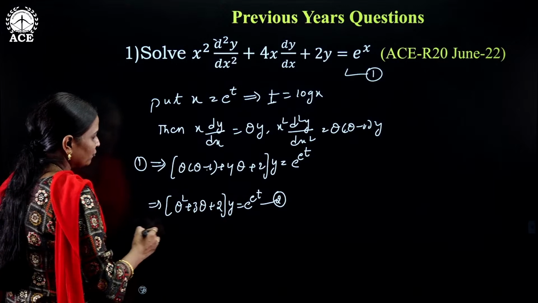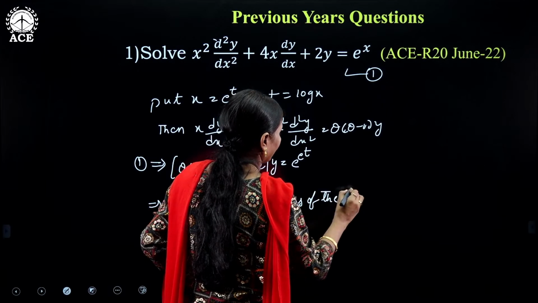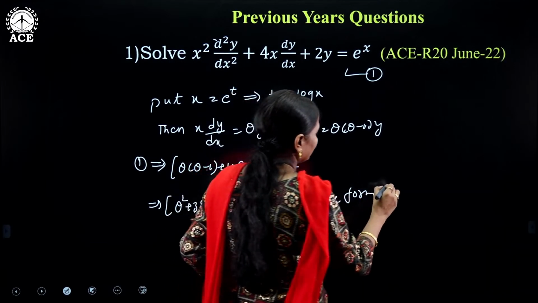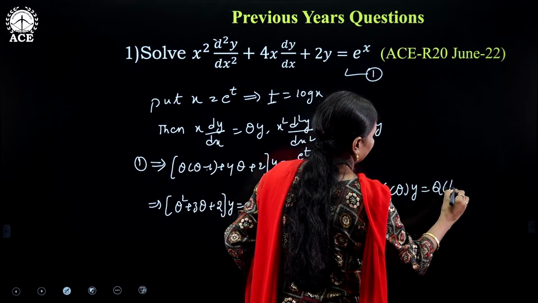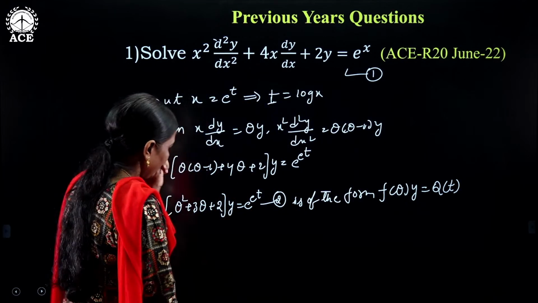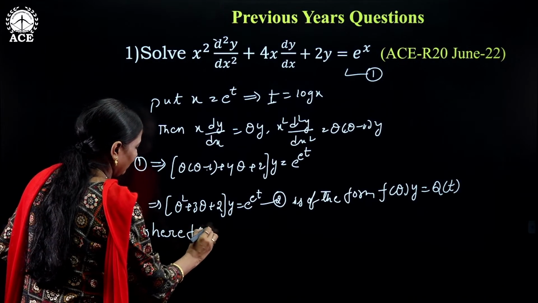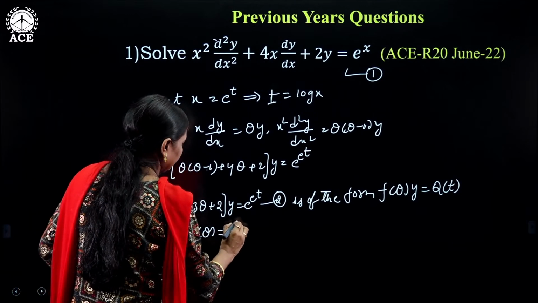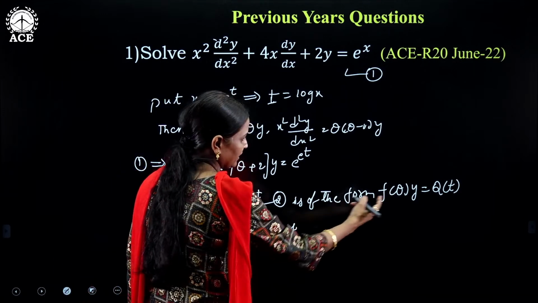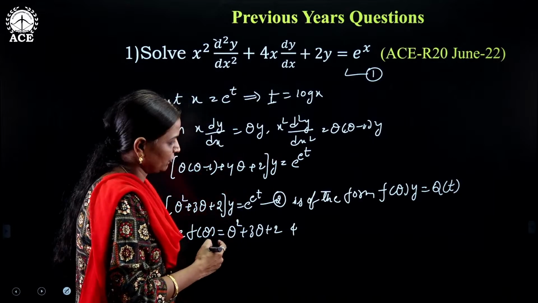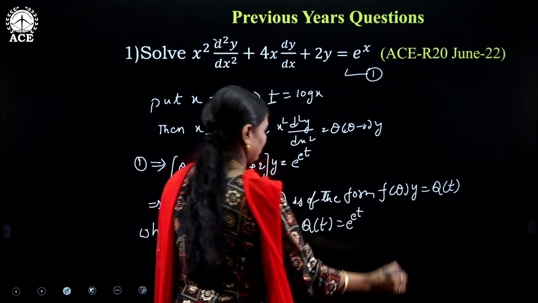So first of all, equation 2 is of the form, what is the standard form here? The standard form is f of theta into y is equal to q of t, where f of theta is equal to theta square plus 3 theta plus 2. Now here the independent variable is not x, it is t only. And what is q of t? q of t is equal to e power t.